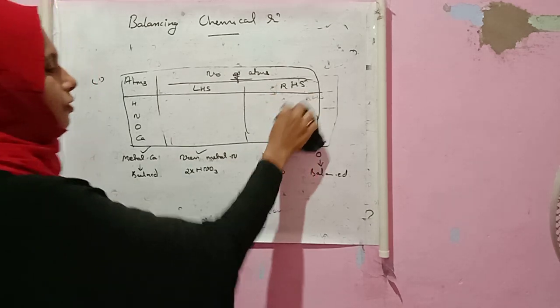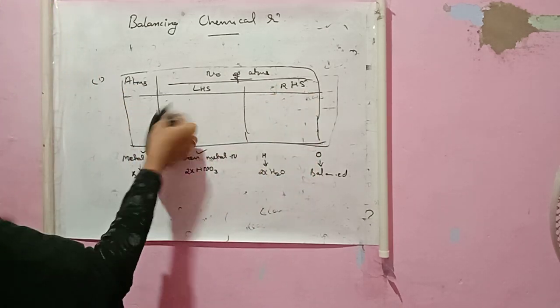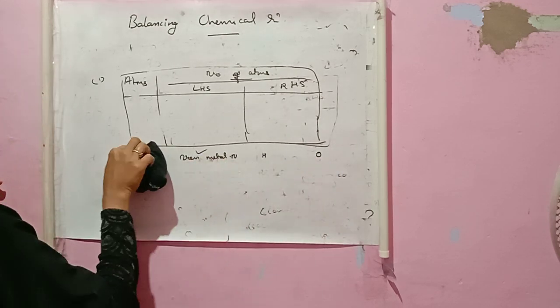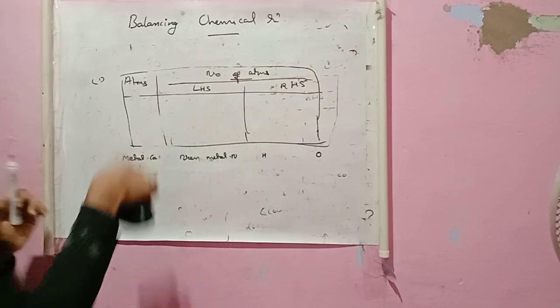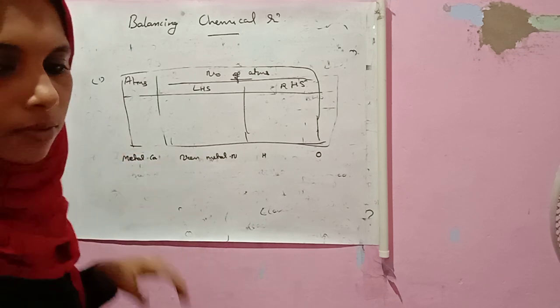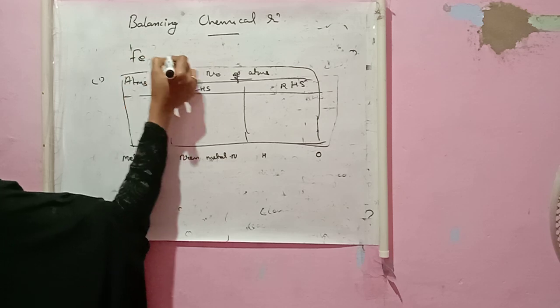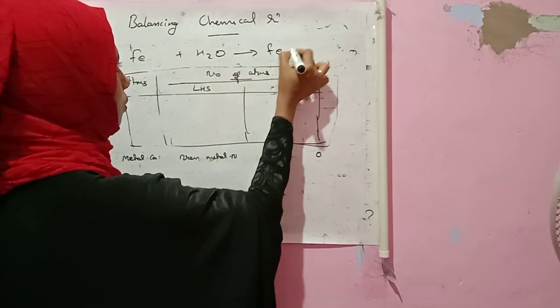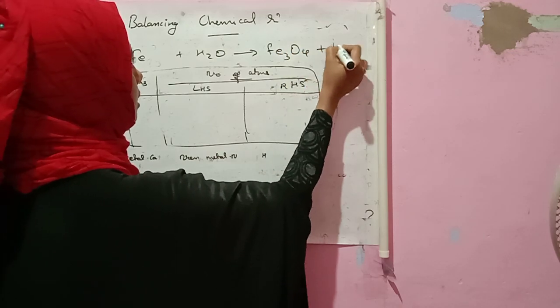So no need of erasing this board and these names, because these are common to every reaction. Now our reaction is what? Fe plus H2O gives Fe3O4 plus hydrogen.